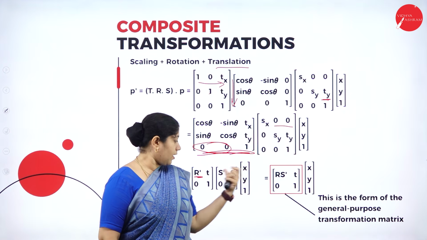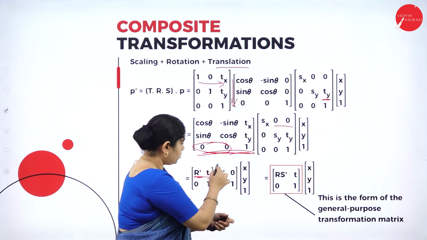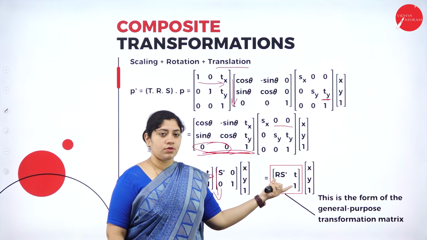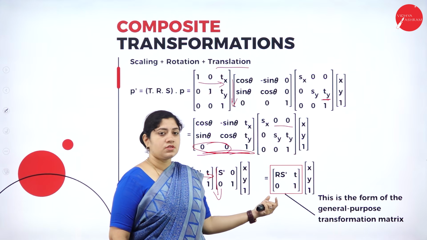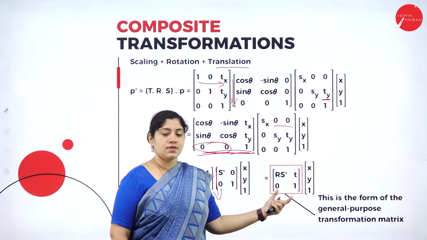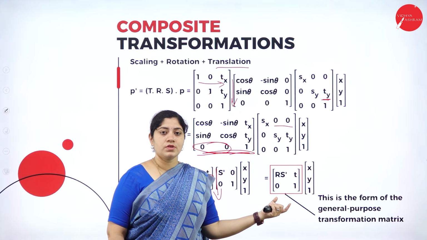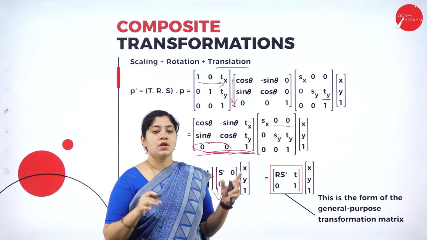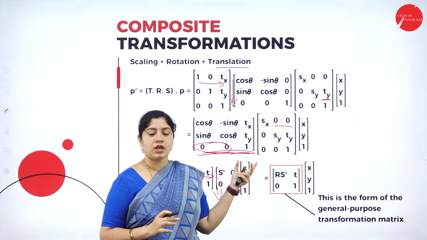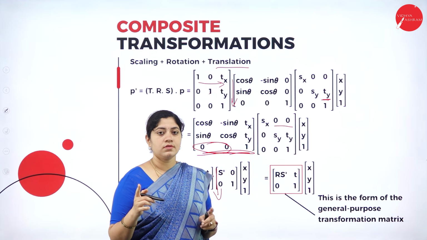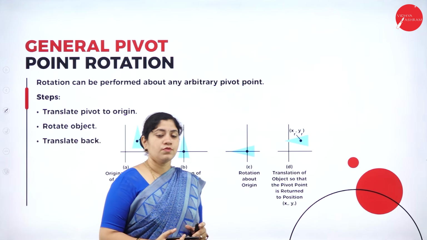So we can say that by multiplication of these two things, we do get R into S dash followed by T 0 1 into x, y, 1. So this is the form of the general purpose transformation matrix. So we have reduced all the various types of transformations into one single matrix. All right, let's move forward.